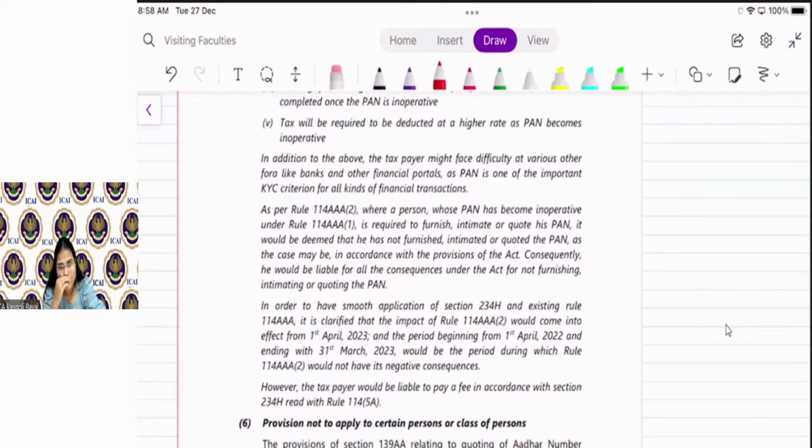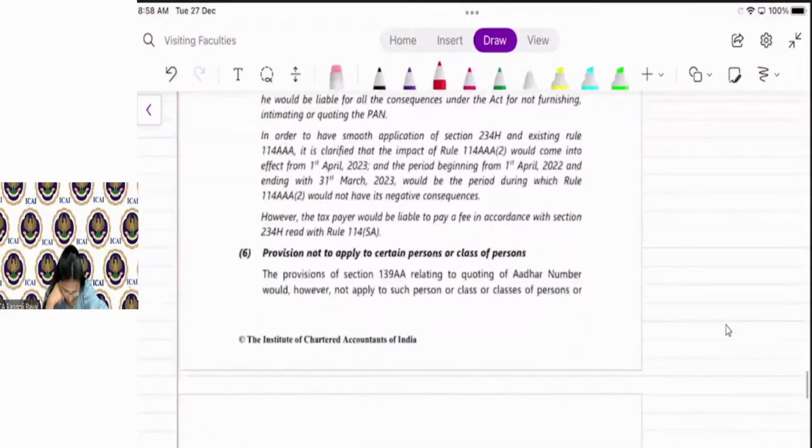Okay, so they have provided some relaxation that because of COVID, if you fail to link your Aadhaar with your PAN up to 31st March 22, you can still link your Aadhaar with your PAN by way of paying a fee of rupees 1,000. Everyone clear up till now?